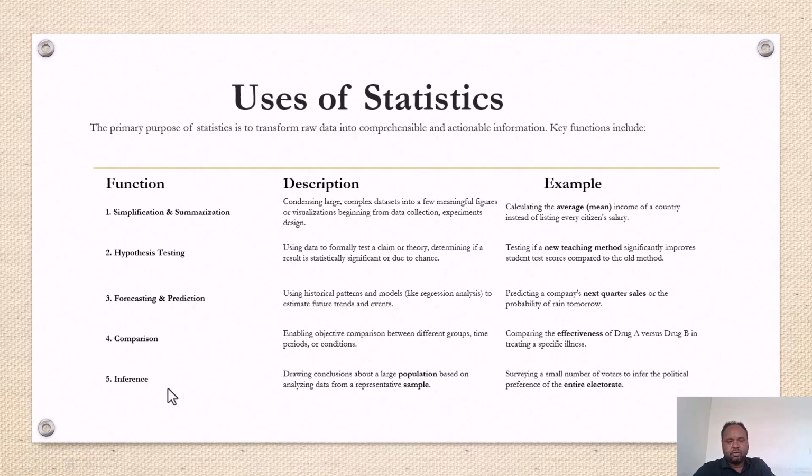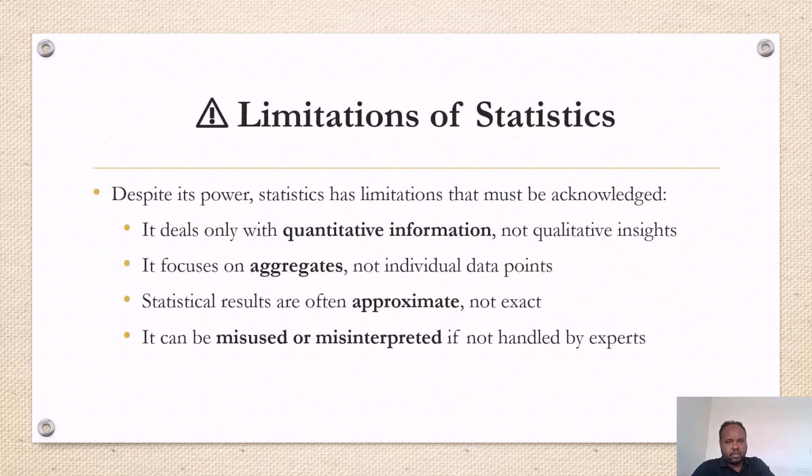Inference is drawing conclusions about a large population based on analyzing data from a representative sample. For example, surveying a small number of voters to infer the political preference of the entire electorate, right? Now, despite its power, statistics has limitations that must be acknowledged.